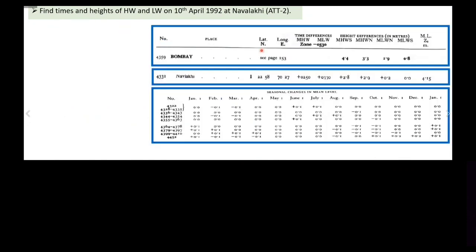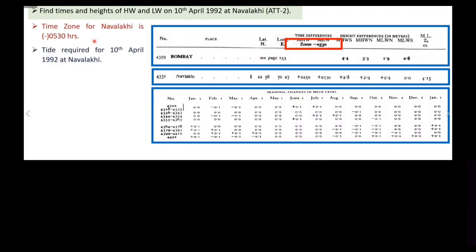So now we have on the screen the relevant information which is zoomed in. We have the information for the standard port Bombay. We have the data for Navalaki, and we have the seasonal corrections. Here we see that the time zone for Navalaki happens to be minus 0530 hours. Tide is required for 10th April 1992 at Navalaki.